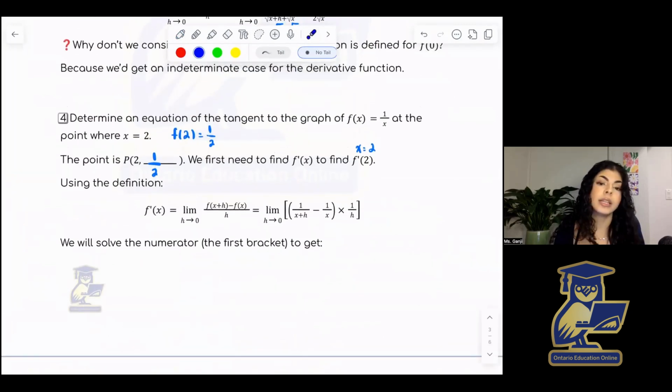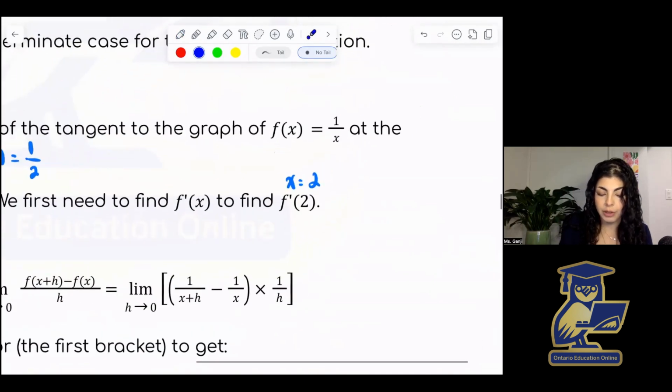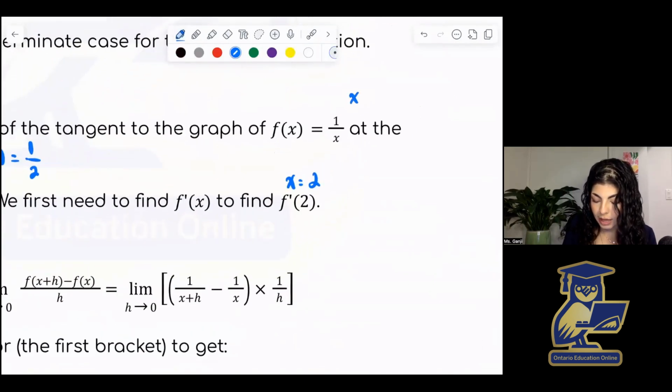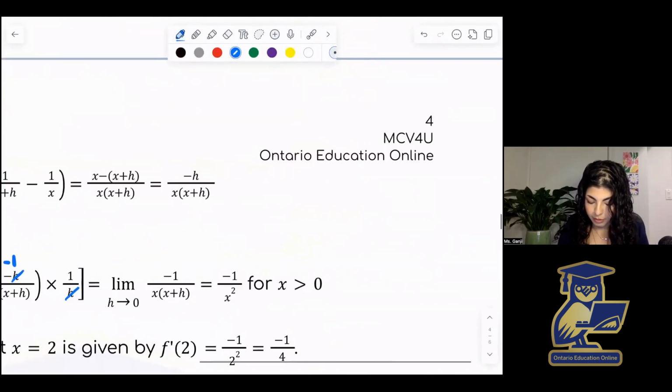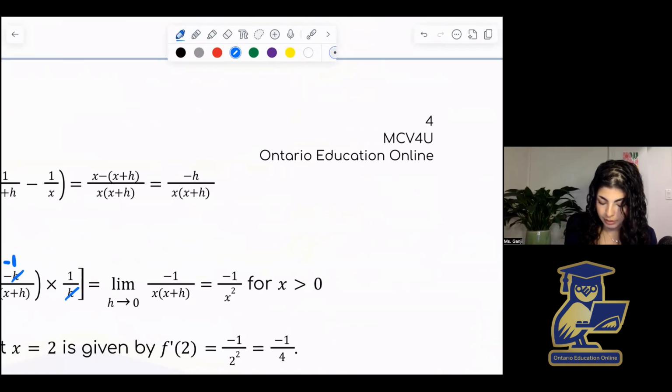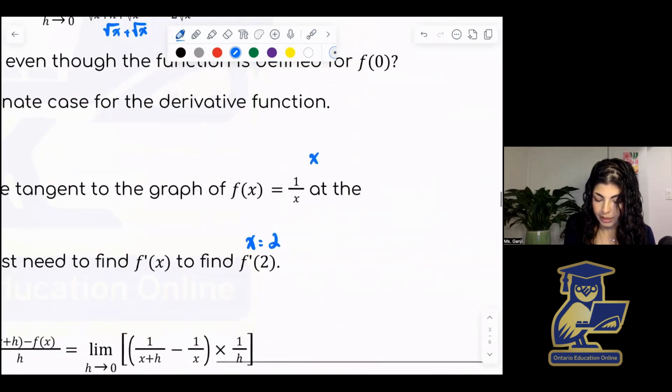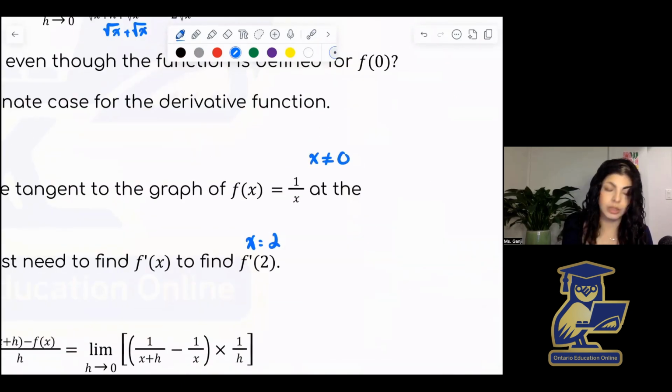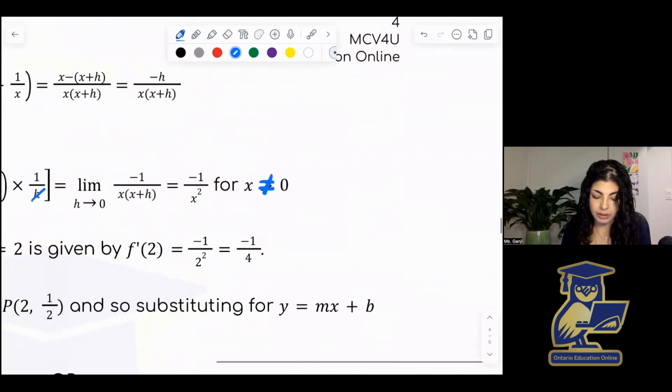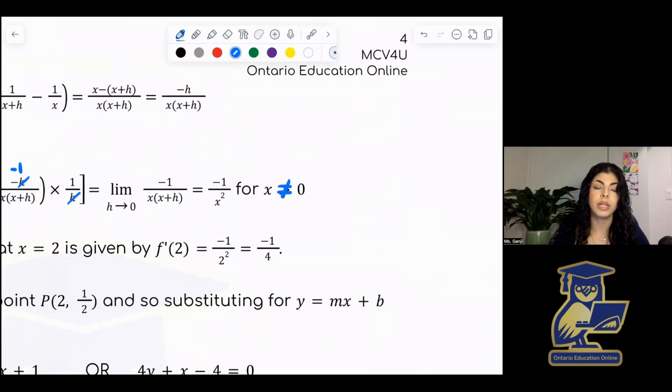And here, keep in mind the domain is the same as my original function. Here we had x, it should just be x is not 0. And here, same. We have x is not equal to 0. So we could actually have x less than 0 here as well. It wouldn't change whether our derivative function is defined. But at x is 0, our derivative function is not defined.